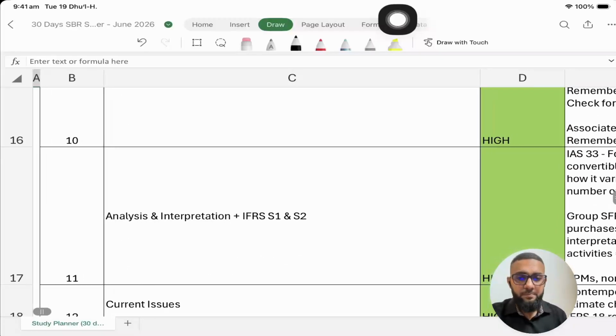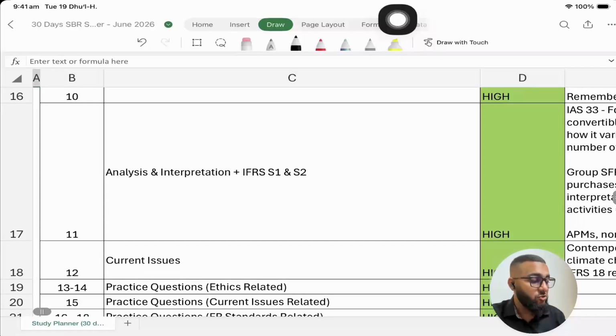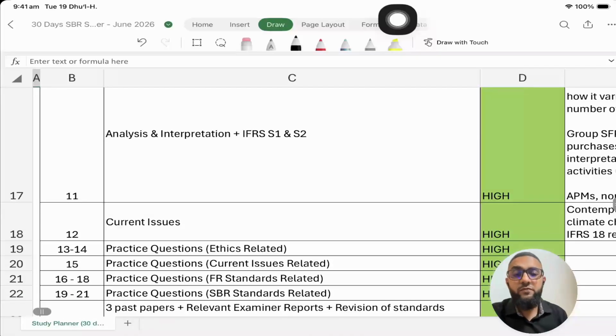And then on day 11, analysis and interpretation, as well as sustainability aspects, covering IFRS S1 and S2. Again, a high weightage area, because you will have to know how to analyze, how to interpret financial statements, as well as you will have to master the aspects of sustainability, because it has been a crucial area that has been introduced in the recent past into SBR syllabus. And then on day 12, you're going to focus on current and contemporary issues.